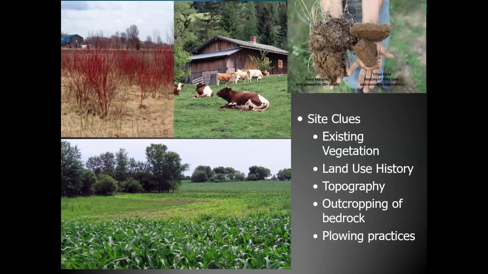What about the upper left picture? Anybody besides Katie want to chime in? Anybody know what that is? What is that vegetation that we see out there? Anybody got a good idea? In the chat, we had a comment that it's wet. Okay, it's red osier dogwood, which is a wet indicator.